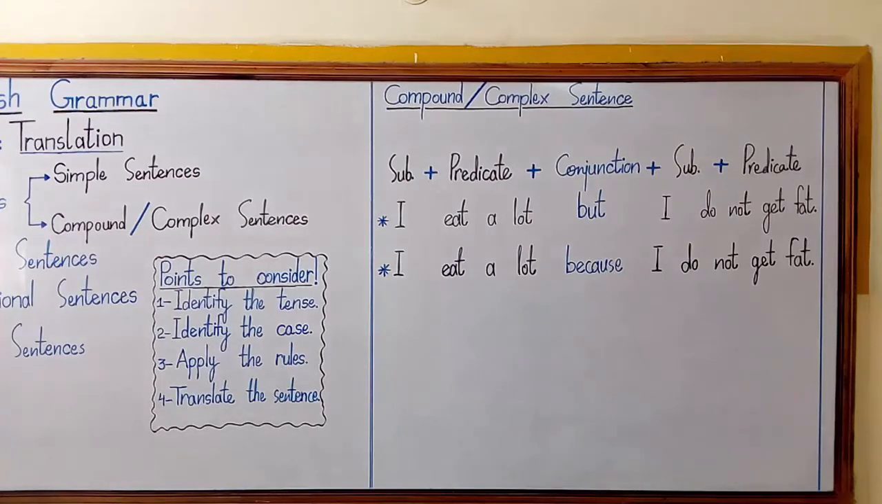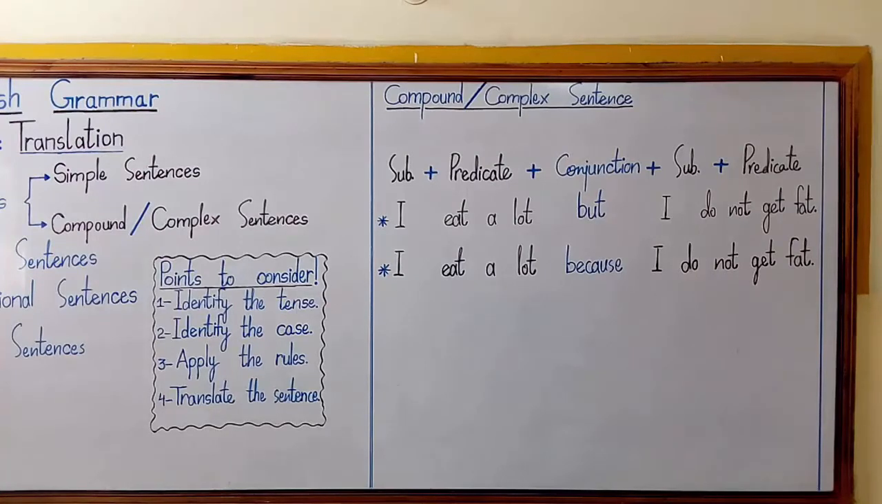But this is only the conjunction, but and because. These conjunctions are turning the meanings from positive to negative and from negative to positive. I eat a lot but I do not get fat, a feeling of sorrow. I eat a lot because I do not get fat, a feeling of happiness. So now you know the difference between these two sentences. But and because, changing the meaning.